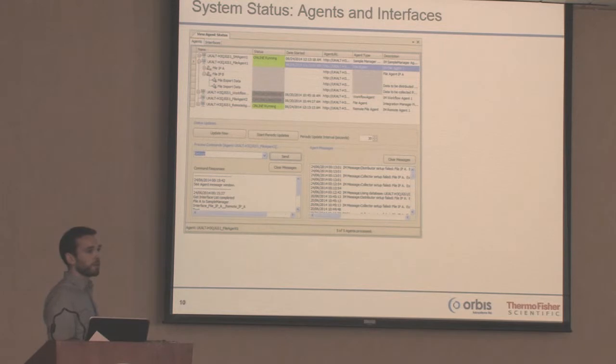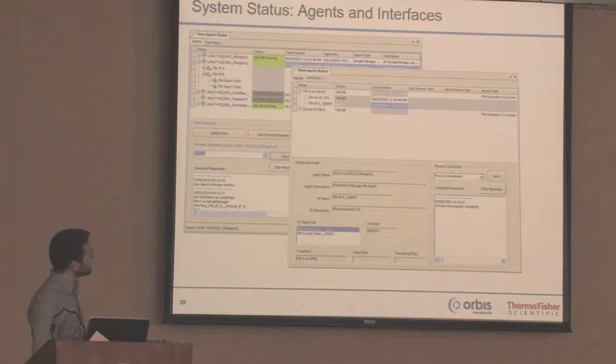It's very easy to monitor the activity of your agent. There's a second tab here for interfaces. So an interface again is the connection between the two systems, one integration point connected to another integration point. And this will display each interface for you and allow you to process commands at the bottom right-hand corner.